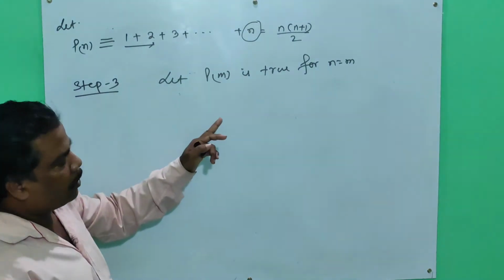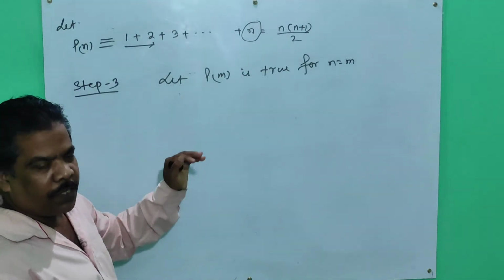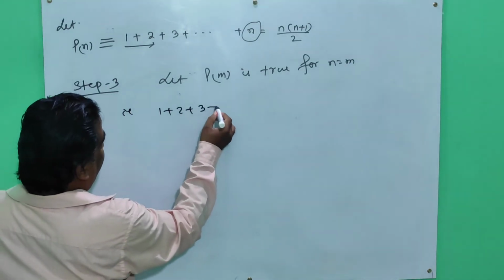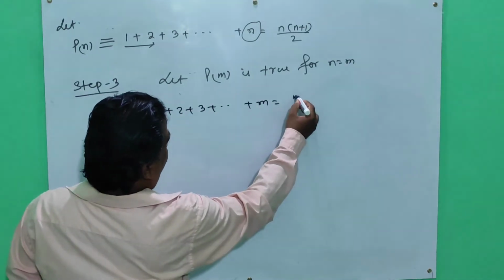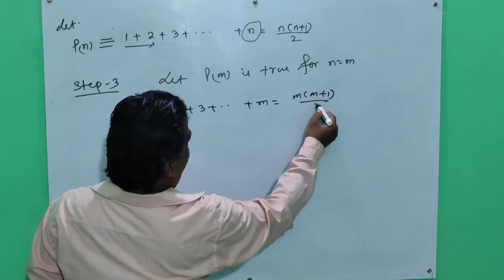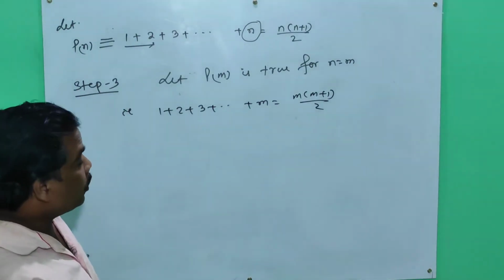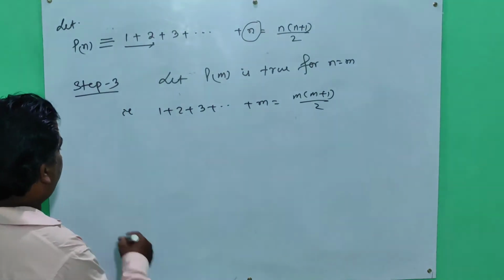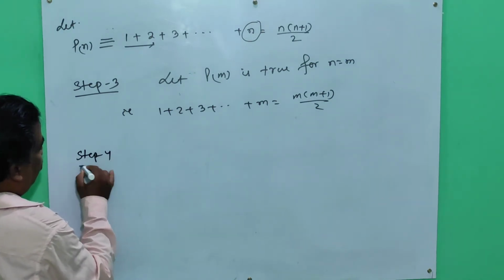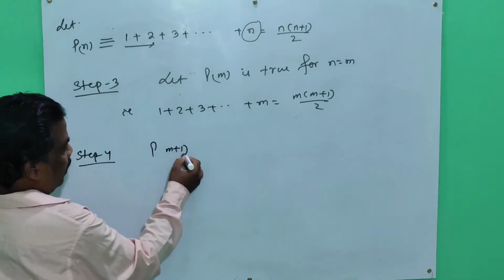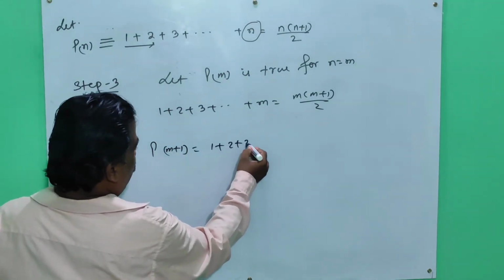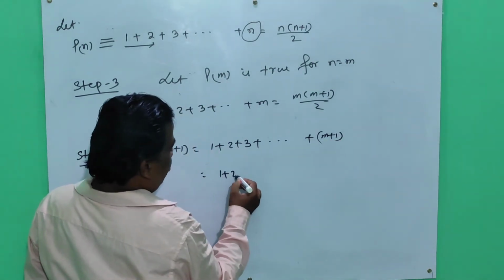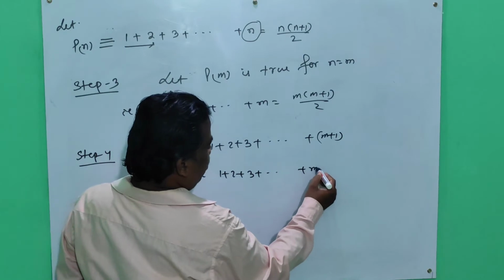So up to the mth term, the sum is valid, that is 1 plus 2 plus 3 plus ... plus m is equal to m whole into m plus 1 by 2. We have to show that Pm plus 1 is true whenever Pm is true. Now in step 4, we find Pm plus 1. Pm plus 1 is equal to 1 plus 2 plus 3 plus ... plus m plus 1.